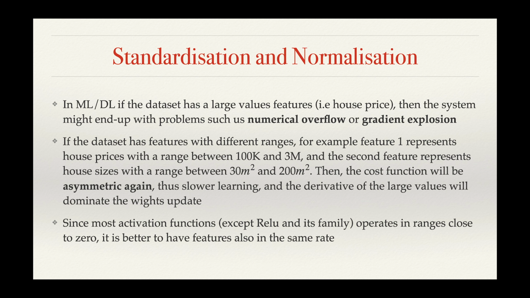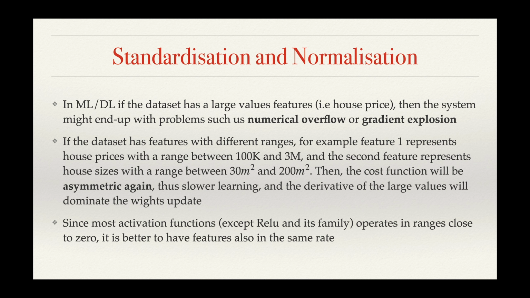They have a certain numerical limit, which means, for example, for an integer, we have a limit on how many bits, how many digits this integer number can have, and with all these multiplications, we might basically end up with numerical overflow. Same for float, of course. If the dataset has features with different ranges, it is even more complicated.